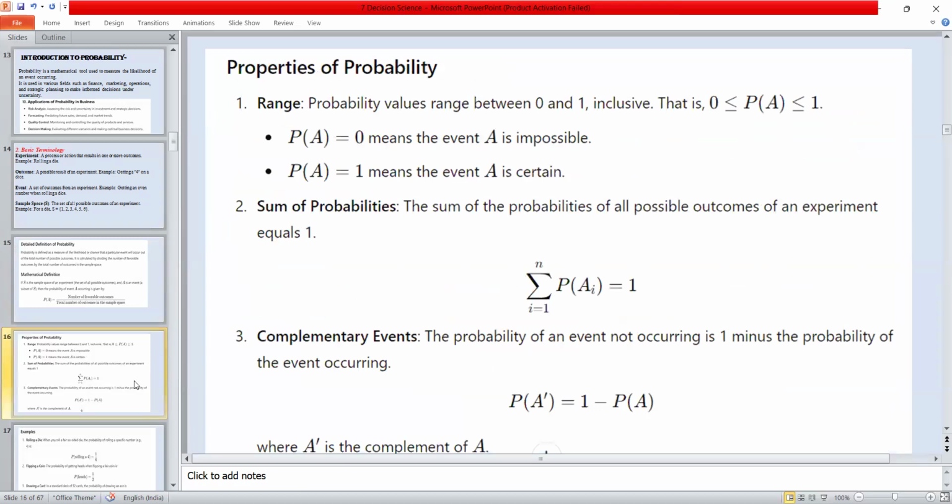Now, properties of probability. Okay, range. So there are some more terminology. What is the range? We say that the possibility of raining may be 50% or 0% or 25% or 60% or 90%, like that we say. So we are defining range.